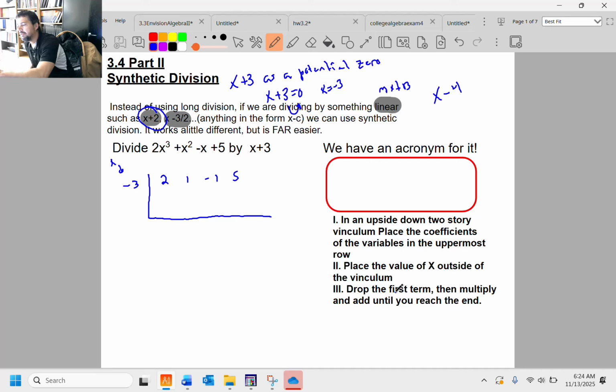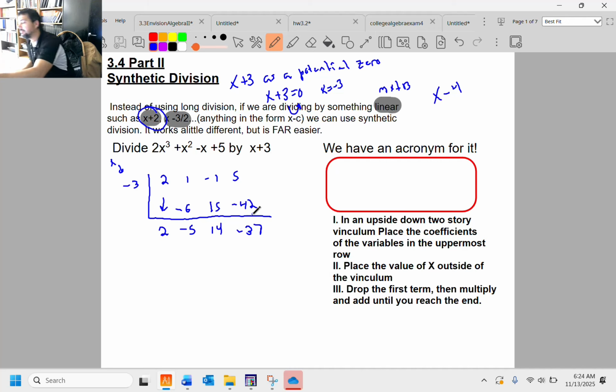We're going to drop the first term, which is the 2, and then we're going to multiply. Negative 3 times 2 is negative 6. And then we're going to add until we reach the end. So 1 plus a negative 6 is negative 5. Negative 3 times negative 5 is 15. Negative 1 plus 15 is 14. And negative 3 times 14 is negative 42. And then we add 5 and negative 42 and we get negative 37.